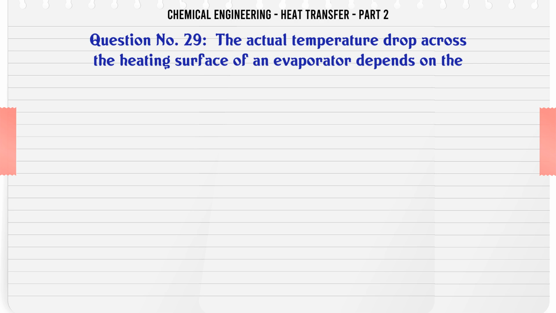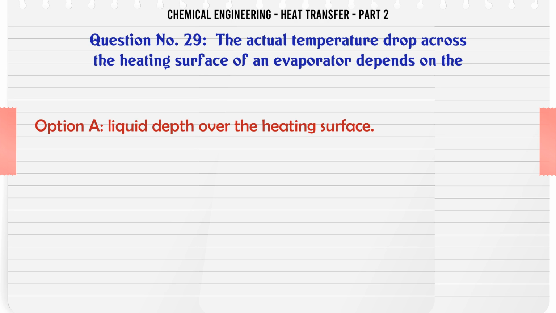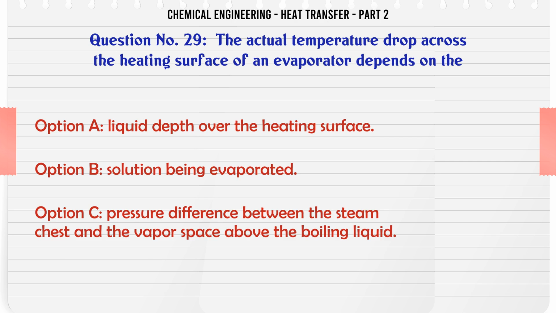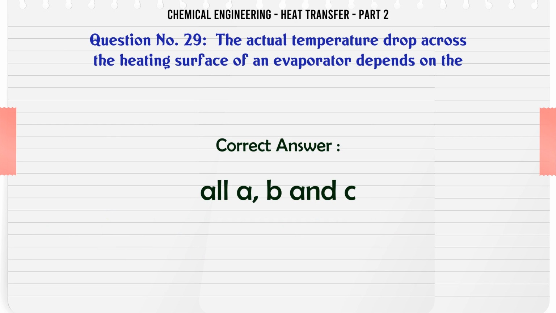The actual temperature drop across the heating surface of an evaporator depends on the A. liquid depth over the heating surface, B. solution being evaporated, C. pressure difference between the steam chest and the vapor space above the boiling liquid, D. all A, B and C. The correct answer is all A, B and C.